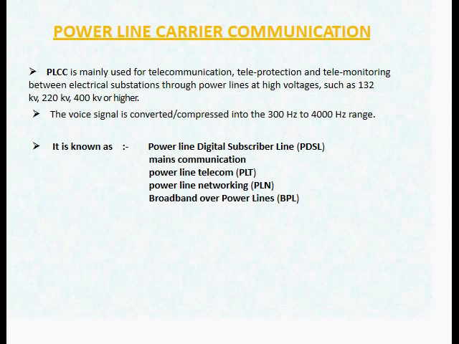PLCC or power line carrier communication is mainly used for telecommunication, teleprotection and telemonitoring between electrical substations through power lines at high voltages such as 132 kV, 220 kV, 400 kV or higher. The voice signal is converted or compressed into the 300 Hz to 4000 Hz range. The other names of PLCC are Power Line Digital Subscriber Line PDSL, Mains Communication, Power Line Telecom or PLT, Power Line Networking or PLN, and Broadband over Power Lines BPL.